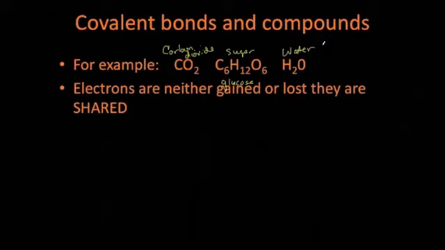So in covalent bonds, electrons are neither gained nor lost. They are shared, okay? So the electrons are being shared between 2 or more atoms. And that concludes our discussion for today.